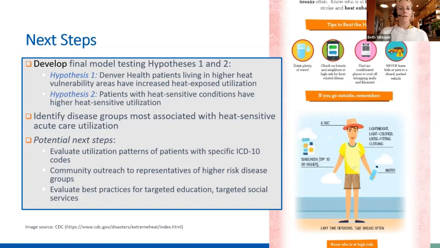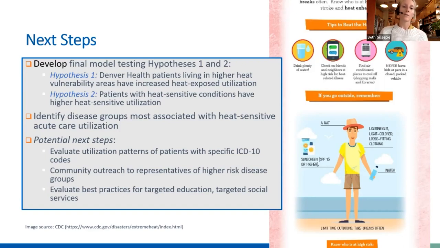So we still have a lot of work to do on this study. I really wanted to demonstrate the use of the electronic medical record and the potential use of it for assessing community level heat risk, or at least association with utilization patterns. And so I wanted to mention both hypotheses and just emphasize if communities have not performed a heat vulnerability assessment, hypothesis two is still something that could be applicable to your setting.